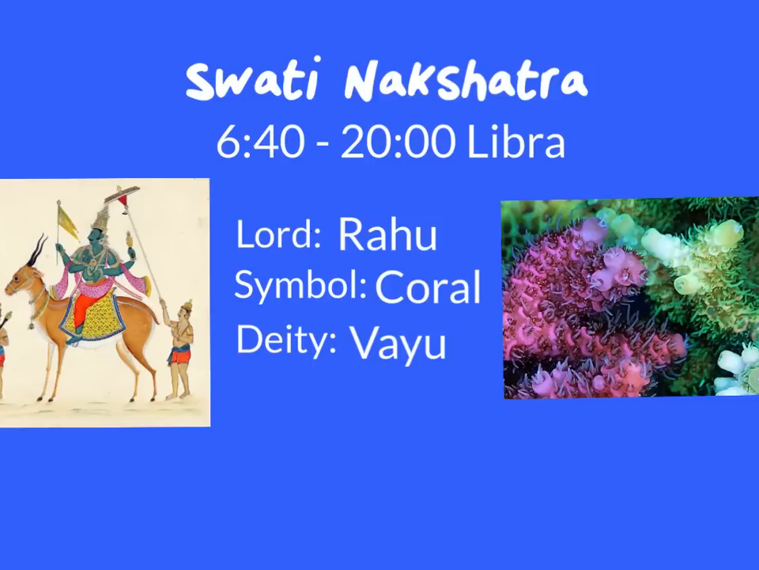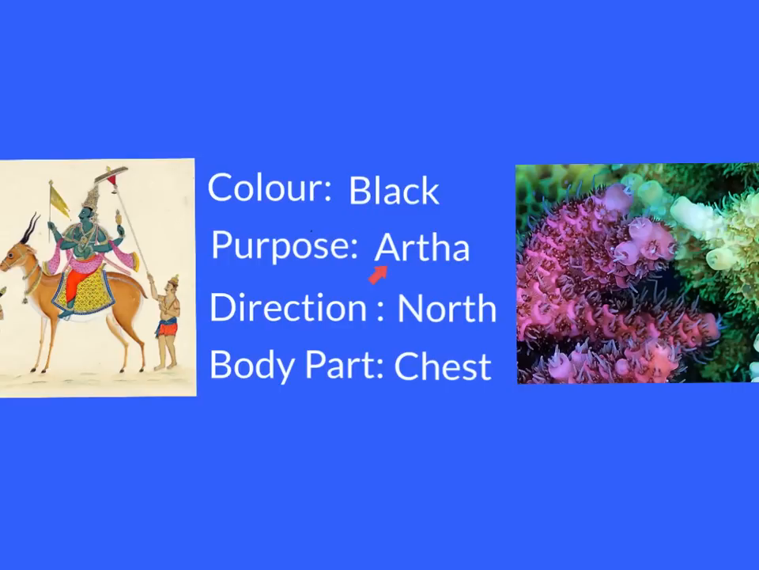Swati Nakshatra then, the Lord is Rahu, the north node of the moon. The symbol is a beautiful coral, and the deity is Vayu, the god of the wind. Color is black, purpose is Artha or material gain, wealth. The direction is north, and the body part, the chest.